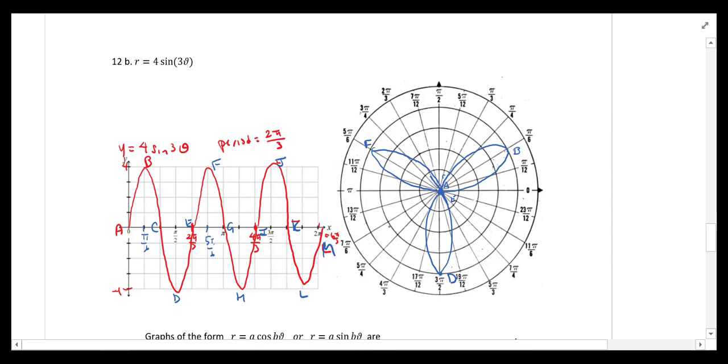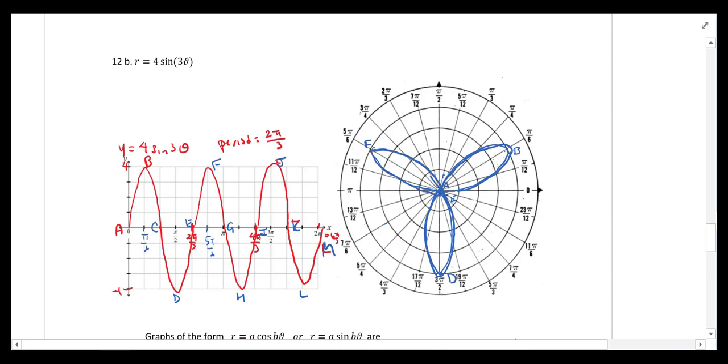No, not 4 pi over 3. Sorry, 7 pi over 6, so that's negative. Then you're just doing another copy of this. And there you go, back to normal at M.